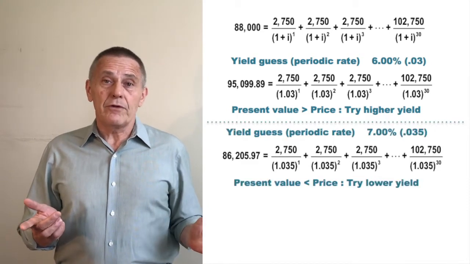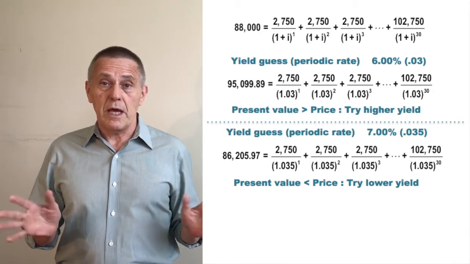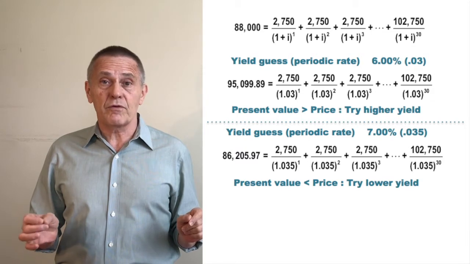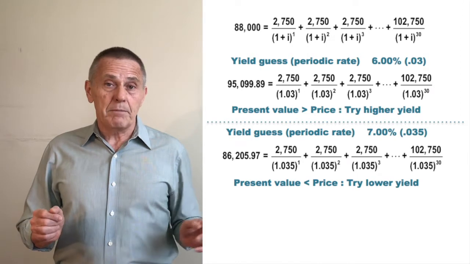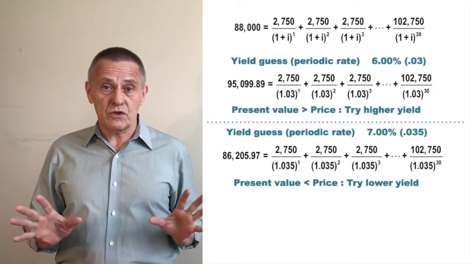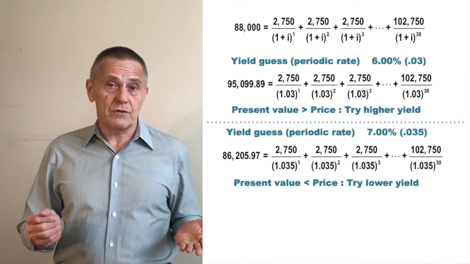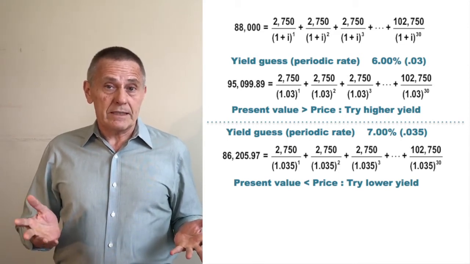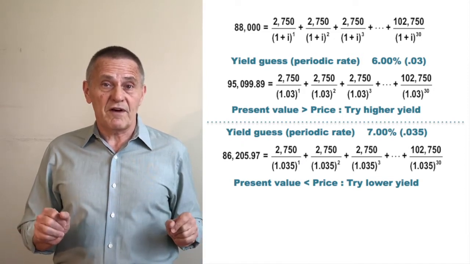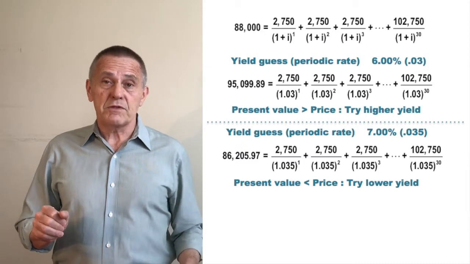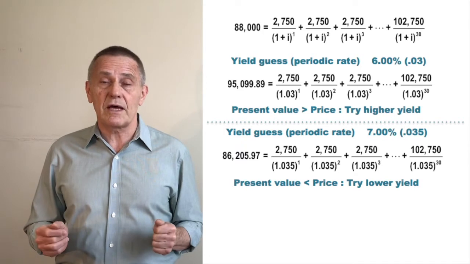Below that, we see another iteration of the process where we've assumed a 7% yield to maturity. In other words, a periodic discount rate of 3.5, or 0.035 in decimal terms. Again, by finding the present value of the cash flows using our new discount rate, we get a present value. But now in this case, we have a present value of the cash flows using that 3.5% periodic discount rate that's below the actual price. In other words, in the second go-round, we've used too high of a discount rate.